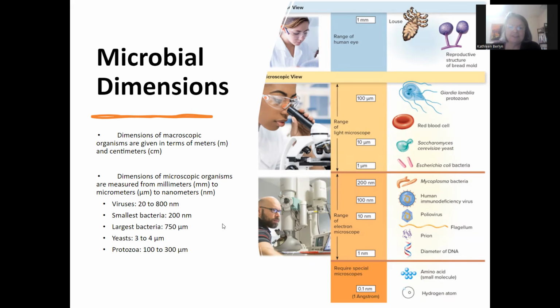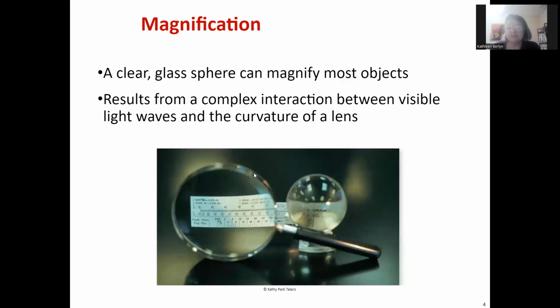So the dimensions again of bacteria, typically bacteria are going to be in the 1 to 10 micron range, which is what we're going to be mostly looking at. Viruses tend to be very small, 20 to 80 nanometers. The smallest bacteria is about 200 nanometers. Mycoplasma, the largest, is 750 microns, which is really pretty big. Yeasts are usually 3 to 4 microns, and protozoa 100 to 300 microns. So you can get a sense of the size there, and the fact that not everything's the same size, and there's a range of size.